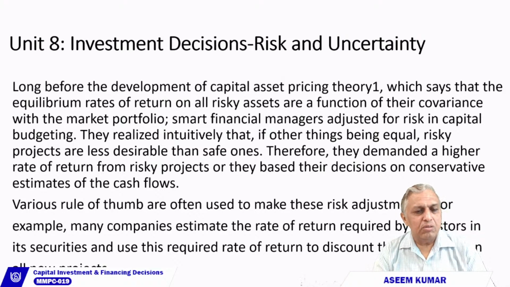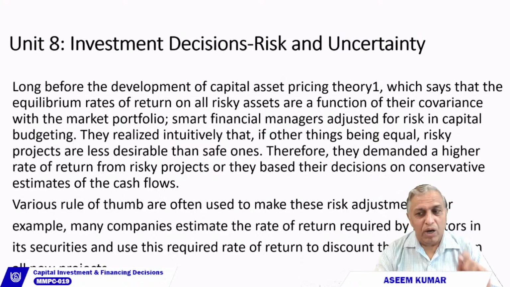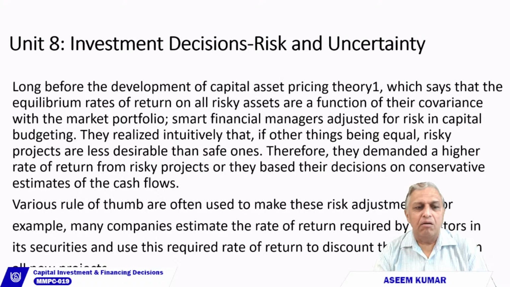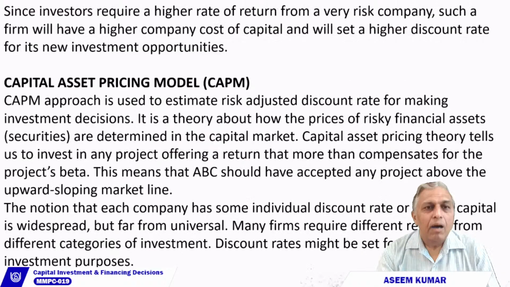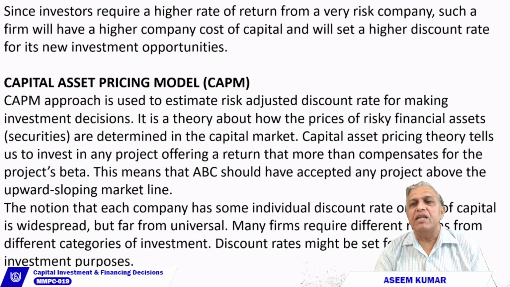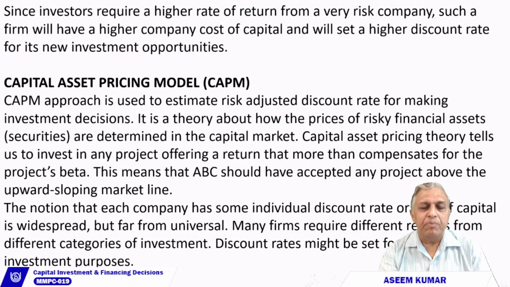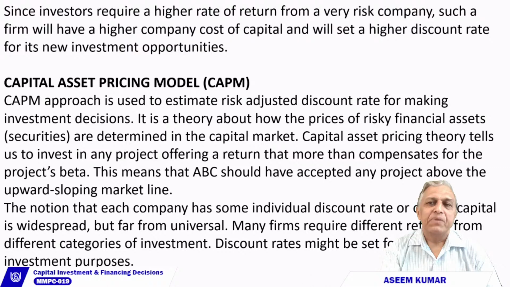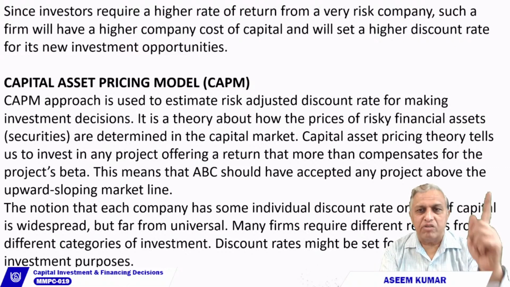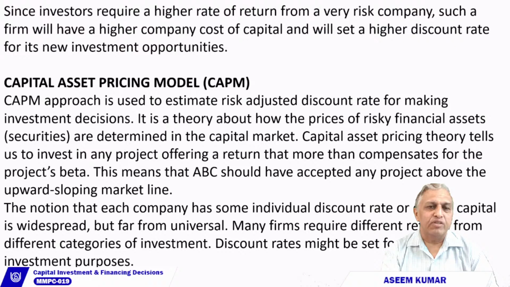There are various rules of thumb often used to make these risk adjustments. For example, many companies estimate the rate of return required by investors in their securities and use this required rate of return to discount the cash flow on all new projects. Initially, they take out the risk adjustment. Since investors require a high rate of return from a very risky company, such a firm will have a higher company cost of capital and will set a higher discount rate for its new investment opportunities. Anyone investing in a risky project will ask for a higher rate of return, so the risk of the company is distributed at different levels, and the cost of capital and discount rate will be higher.